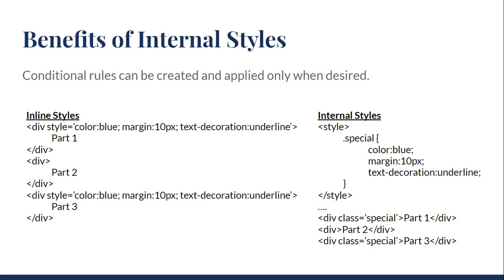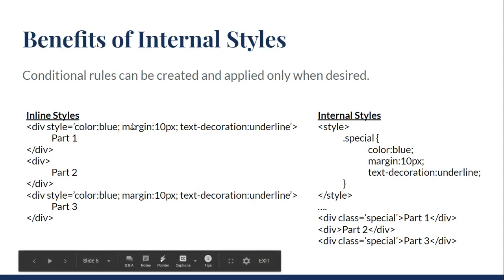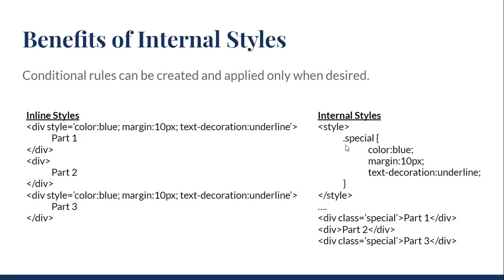So what you're seeing here is I had part one and part three, I wanted to have these same styles, but part two, I did not. This is how I'd have to do it with inline. When I go to internal styles, I make something called a class. A class in CSS uses a period, a dot. So dot special refers to it as the special class. It gets the rule color blue, margin 10 pixels, text decoration underline.